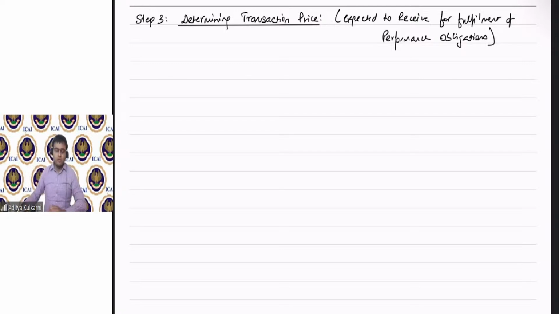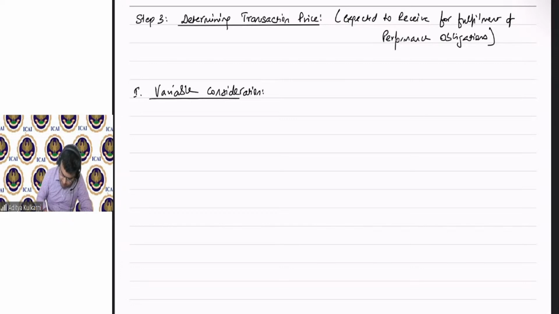So the first one that we begin with is variable consideration. Now, what do you mean by variable consideration? See, let us take an example. With the help of an example, it sorts out a lot of things.